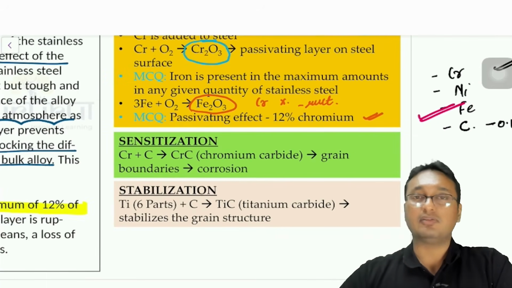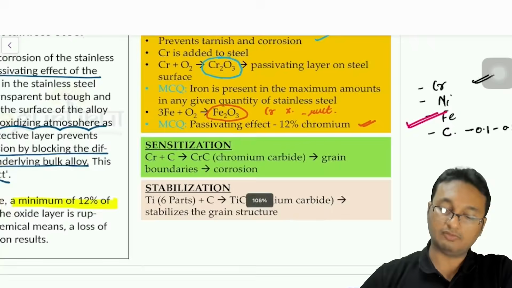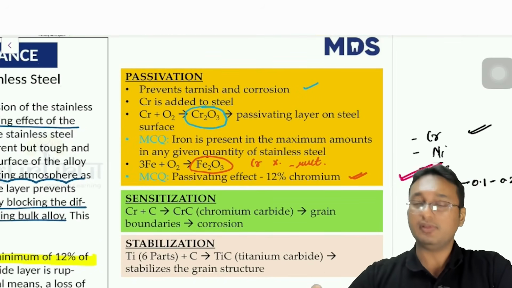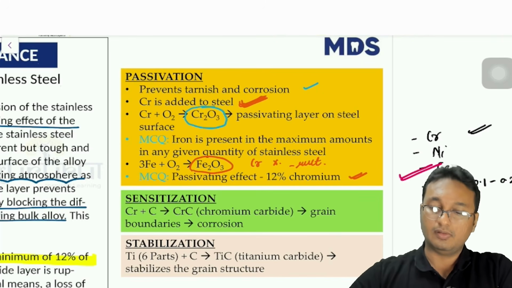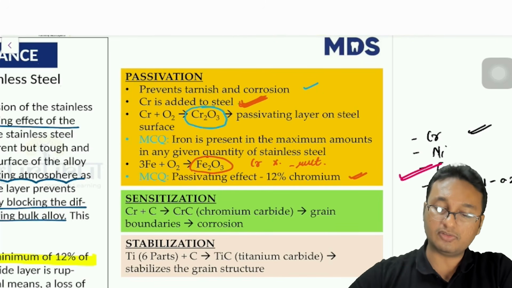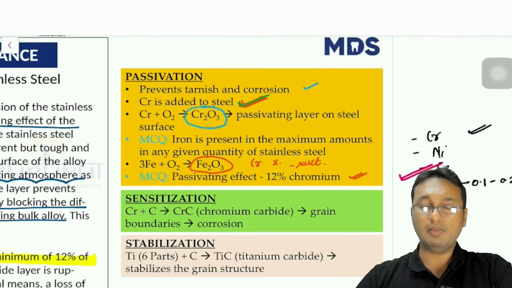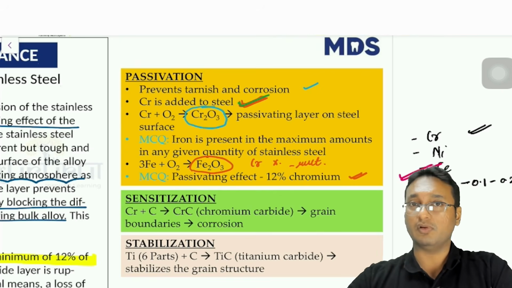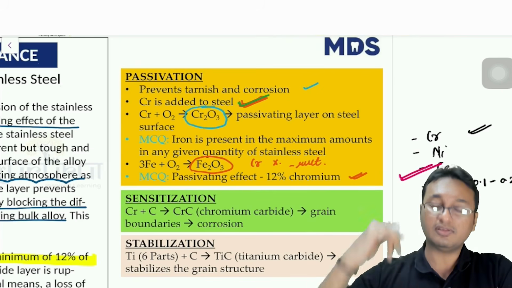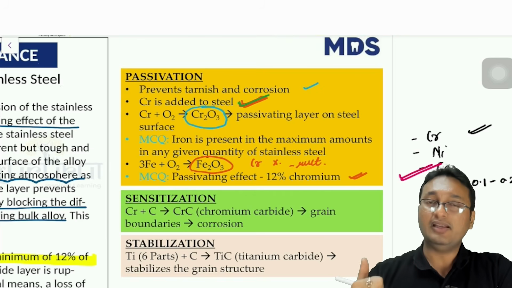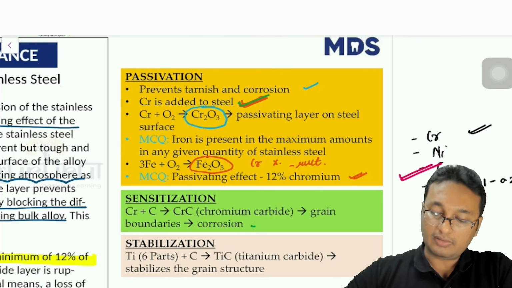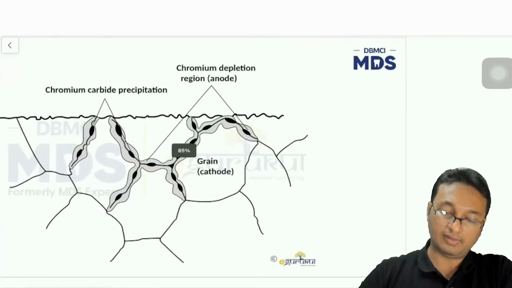Now there is one more process called sensitization. Now, okay, we have added chromium to the steel. We want chromium added to the steel in order to make it impervious to atmospheric oxygen, correct? But everything has its pros and cons. That is a pro. But what is the con? Chromium, when added to steel, reacts preferentially with the carbon to form chromium carbide along the grain boundaries. And that causes corrosion again. This is what is happening.